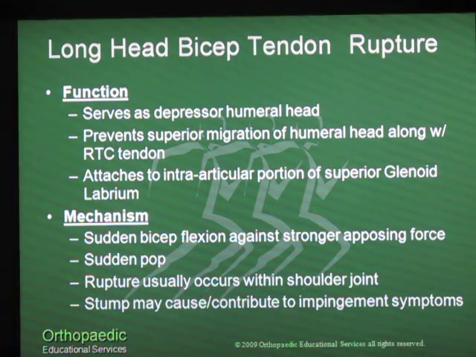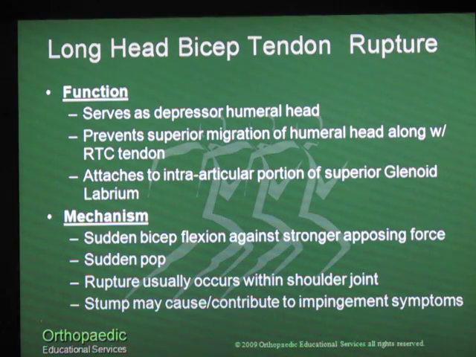The long head of the biceps tendon functions as a depressor of the humeral head. It helps to prevent superior migration of the humeral head along with the rotator cuff tendon and the glenohumeral capsular ligament. It has an intra-articular attachment onto the superior glenoid rim.